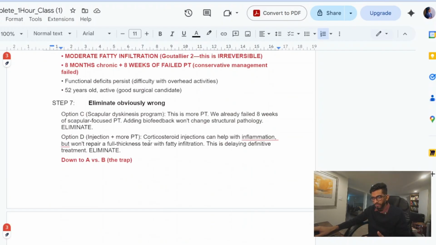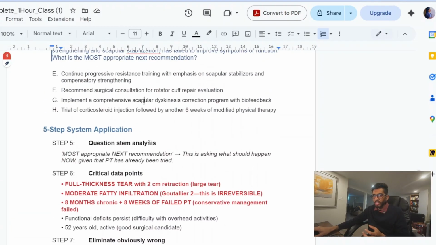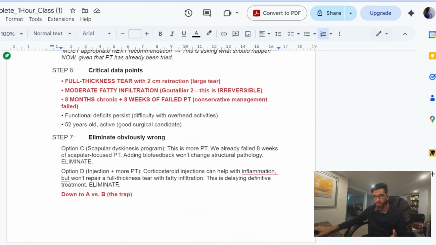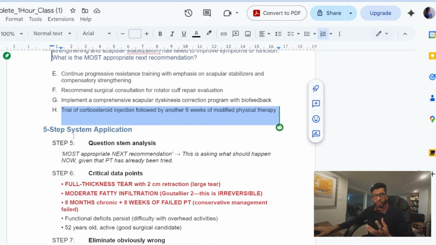Option D, you're giving an injection and then giving more physical therapy. So basically giving the same thing again with the corticosteroid. A corticosteroid injection might bring the inflammation and pain down, but it won't help with the full thickness tear. That's gone. A full thickness tear with fatty infiltration means this is delaying the definitive treatment, so you need to eliminate it. Once you eliminate the most obvious ones, you're left with two options.